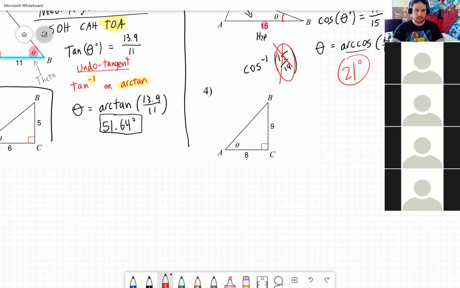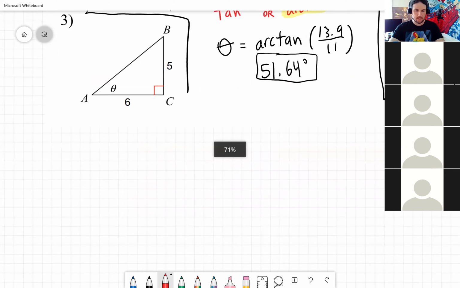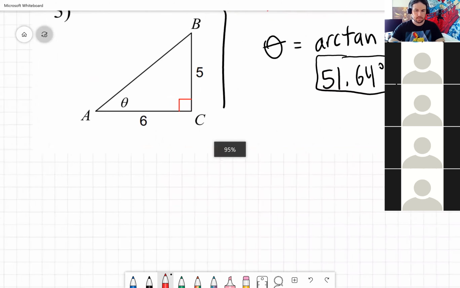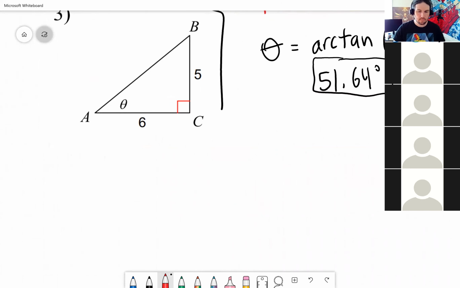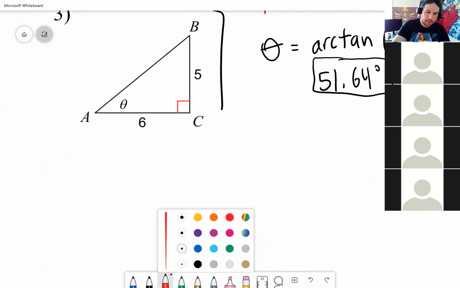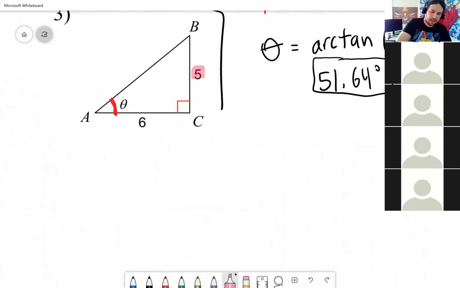Let's look at another one of these. This one right here. Here's our theta. We got a 5 out here and a 6 right here.